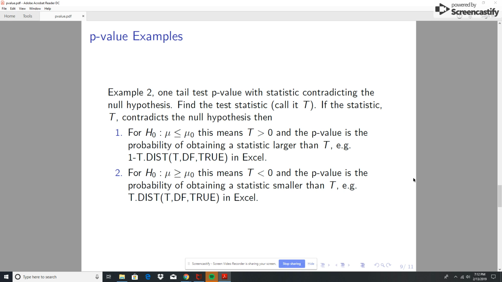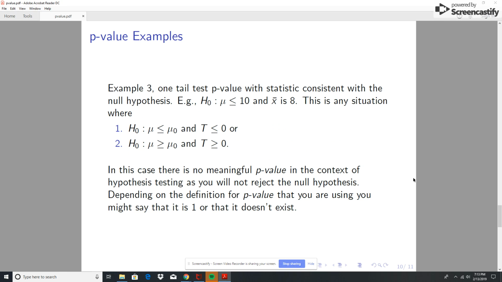Example 2 here, let's suppose you have a left-tailed test. So the null hypothesis is that mu is greater than or equal to mu naught. So for us to get data that contradict this means that our test statistic t is going to be negative, so less than 0. And then the p-value is the probability of obtaining a statistic that's smaller than t. So in this case, if you were typing this into Excel, trying to get out the value, it would just be t.dist and then enter your parameters. So the statistic, degrees of freedom, and true. So that would be a second scenario with a one-tailed test.